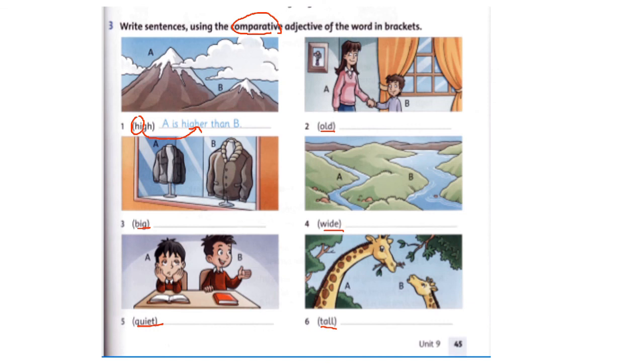Now, old. What is the comparative adjective of old? Old becomes, oh yeah, with ER. Older, because it's not a CVC. Older. And then, which one is older, A or B? A. So you write A is older than B. Okay. Easy? Easy peasy like strawberry. Okay, now please do number 3 until number 6.